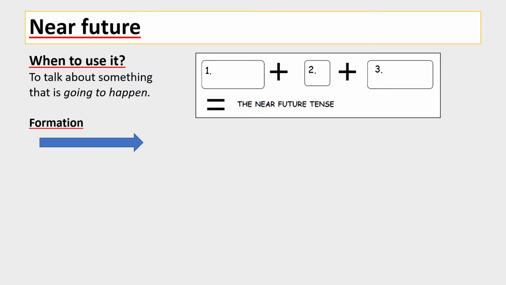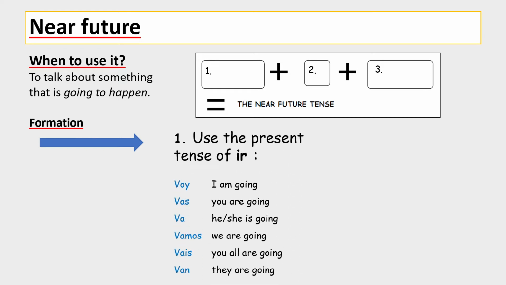1, 2, 3. Part 1. You need to use the present tense of ir as follows. Voy, vas, va, vamos, vais, van. Make sure your V's sound a bit like B's when you're pronouncing, so it's more rounded in Spanish.